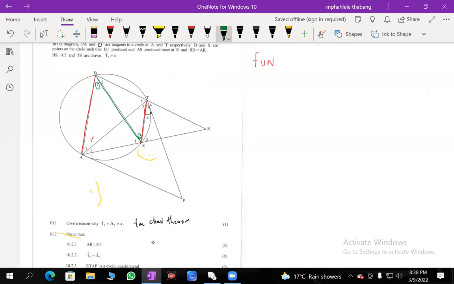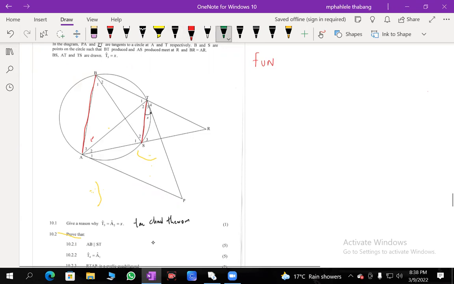I need your help here, guys. Is there any way I can show that angle B1 equals S2? Let's try to show that B1 equals S2. Not only B1 equals S2, or maybe we can show that. Let me not be in a rush.